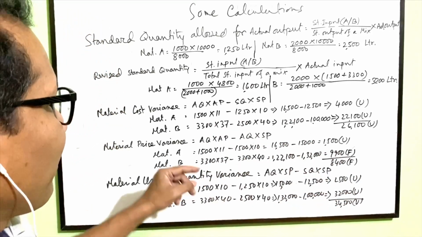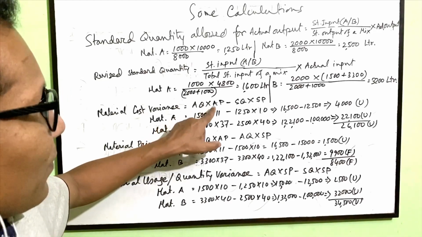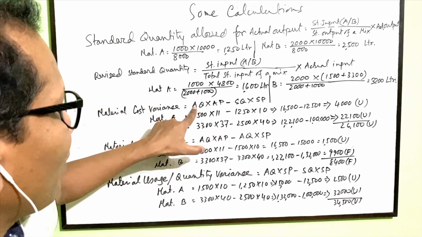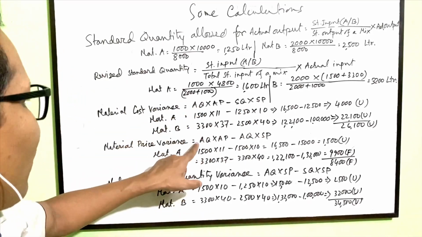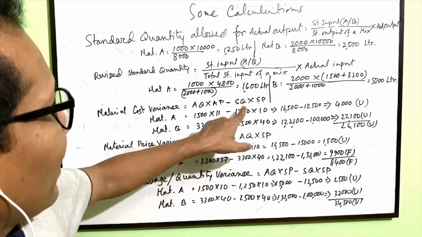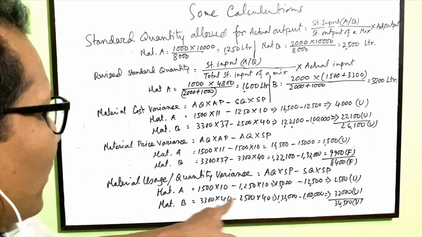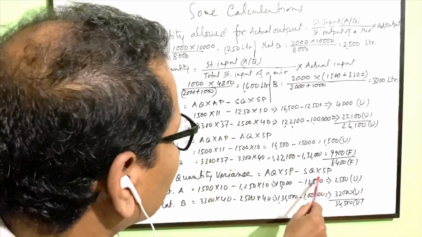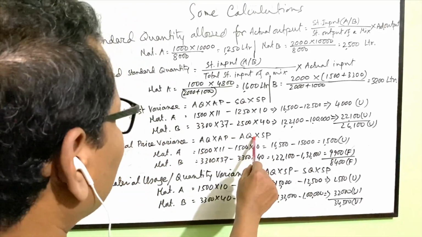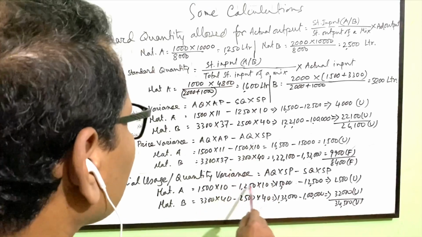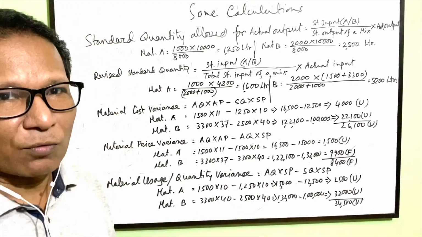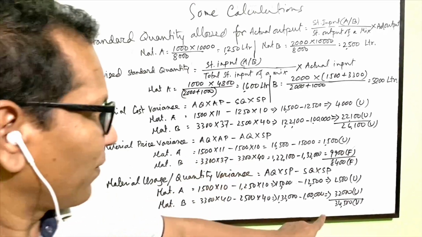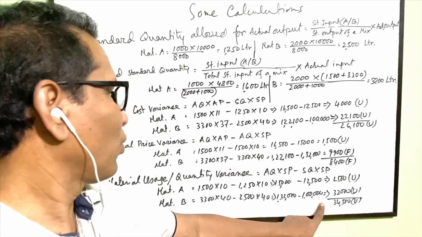Here, look at another thing. The formula was AQ into AP, SQ into SP, the total variance. This AQ into AP is used for price variance, and SQ into SP is used for usage variance at the last. This is the same, and this is for price variance, the same for usage variance. Now we calculate mix and yield variance. Mix and yield variance in total will agree with material usage and quantity variance.